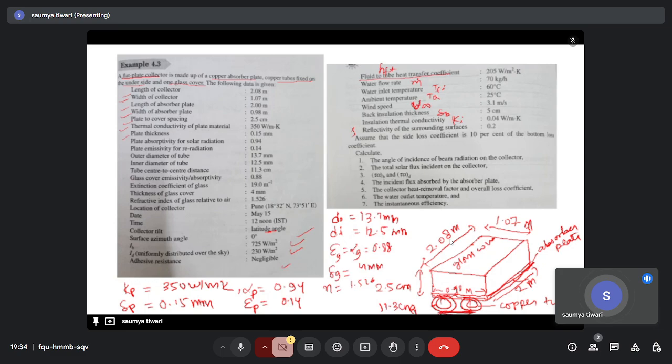And we have to calculate the angle of incidence of beam radiation on the collector, total solar flux incident on the collector, the tau alpha for beam and diffuse radiation, the incident flux absorbed by the absorber plate, the collector heat removal factor, overall loss coefficient, water outlet temperature, and instantaneous efficiency. So it's a very cumulative question of all the important parameters that need to be calculated for a flat plate collector. I'll give a few minutes and then we'll start solving this question.